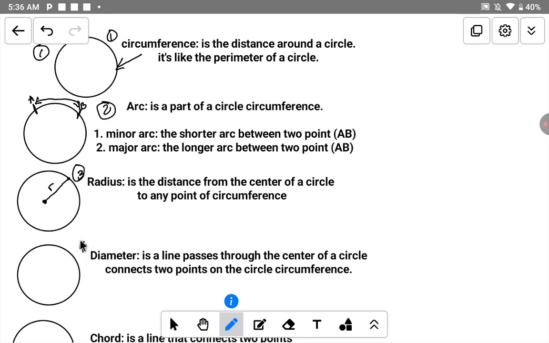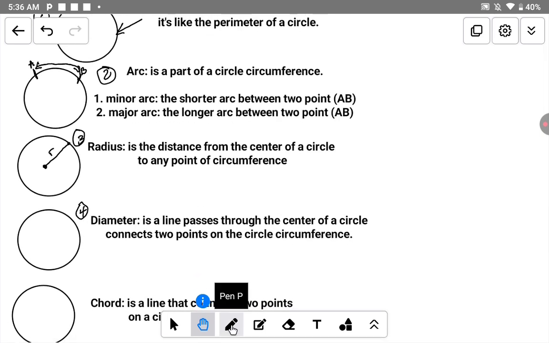That is number 4. We'll be discussing the diameter. What does it mean by diameter? With the definition here, it is a line that passes through the center of a circle connecting 2 points on the circumference. So a straight line that passes through the center. Let's say this is the center of the circle.